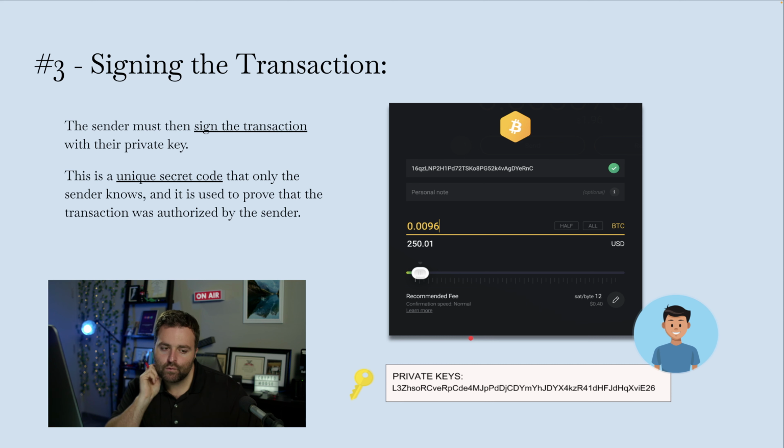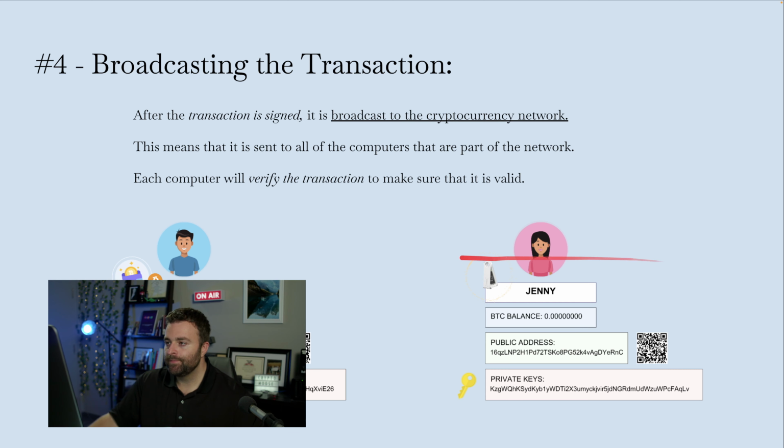So the best way to store your crypto is through a hardware wallet. But if you're using a hot wallet, you make sure to back up your wallet, right? And because Bruce is the seed holder, he owns the private keys, he can create and sign transactions, okay? So after the transaction is signed, it is then broadcast to the network.